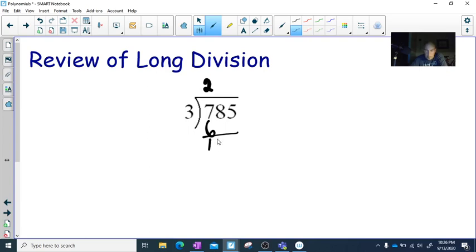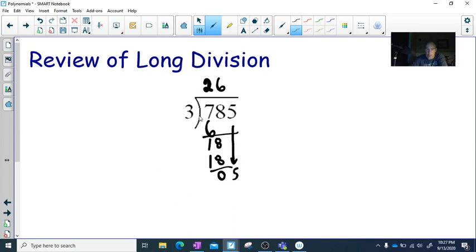Bring down the next number, so bring down the 8, and now you say how many times will 3 go into 18, and the answer is 6. Giving me 3 times 6 is 18. So this time when I subtract, I get 0. Bring down that next digit. So the 5 comes down.